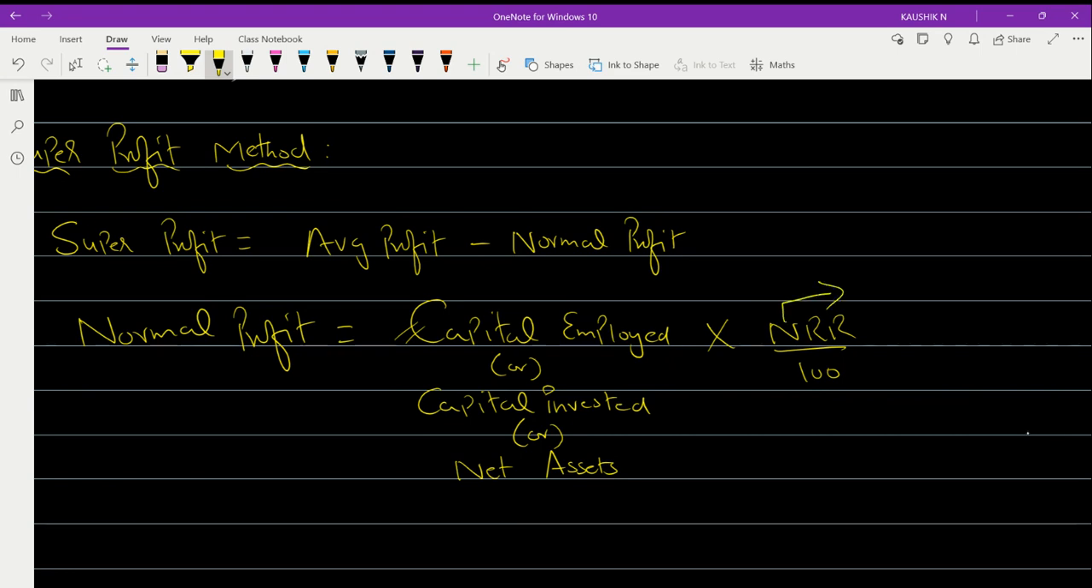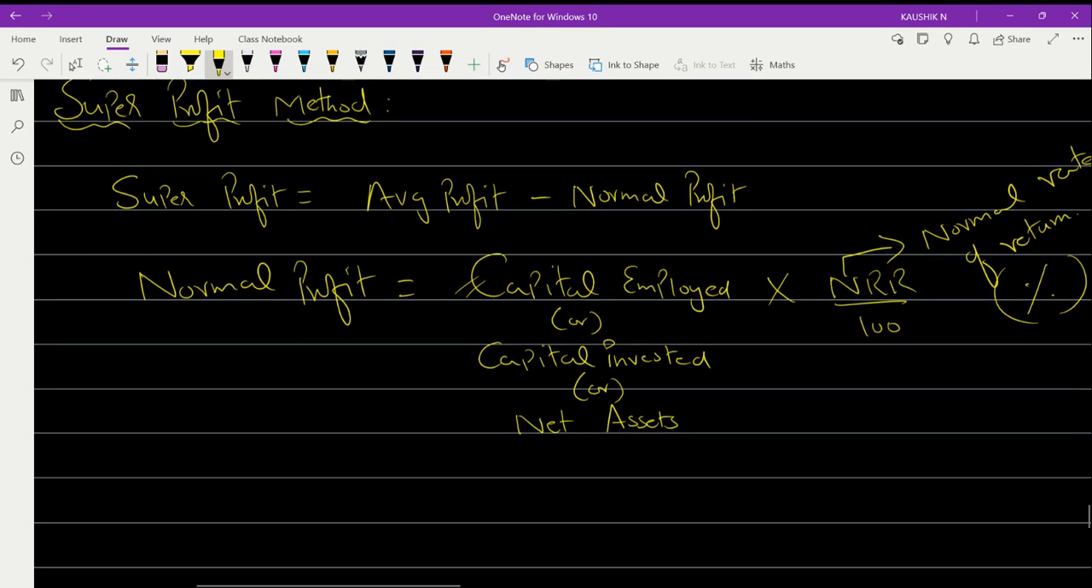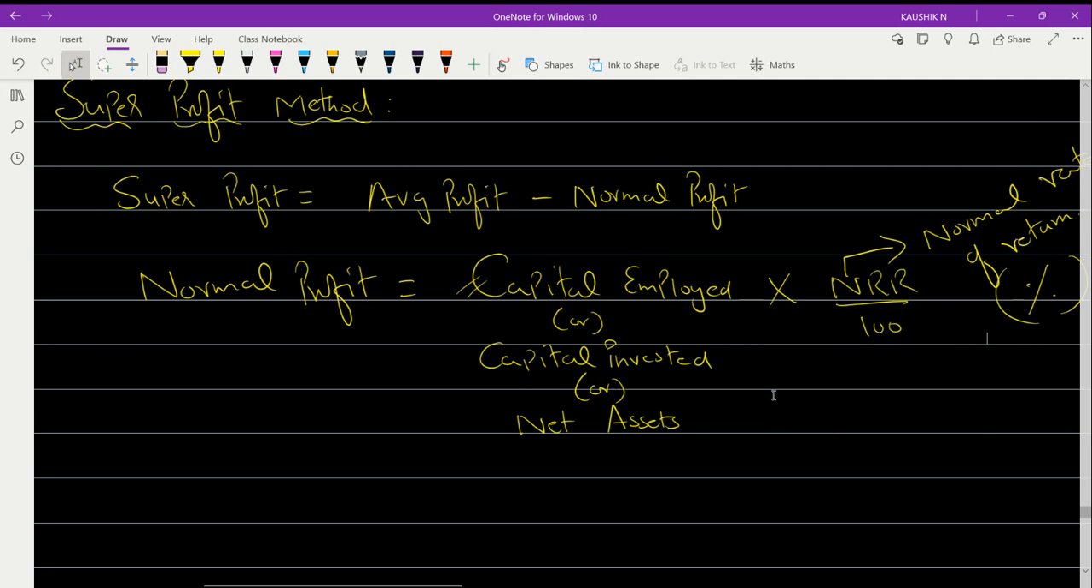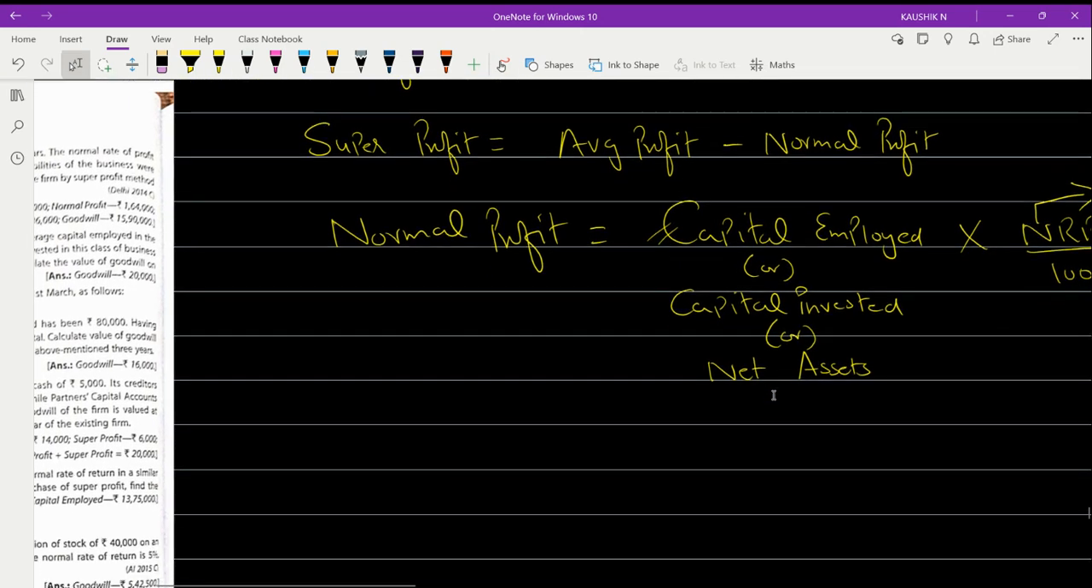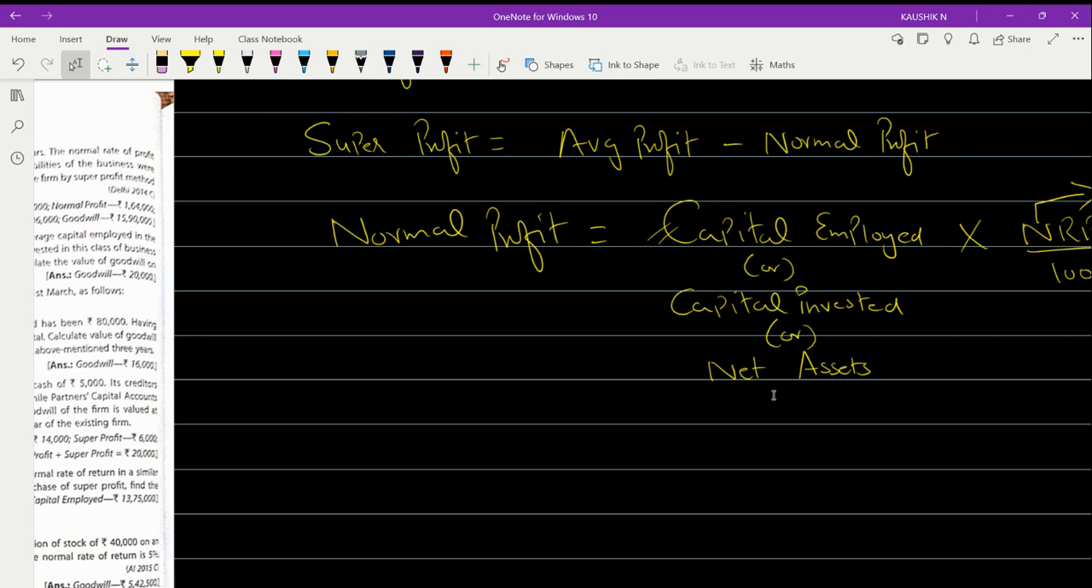Now, what is this NRR if you ask? This is nothing but the normal rate of return. And this normal rate of return, NRR, will always be expressed in terms of percentage. So with this formula, you will be calculating the amount of normal profit. If capital employed is given in the question, you can substitute it.